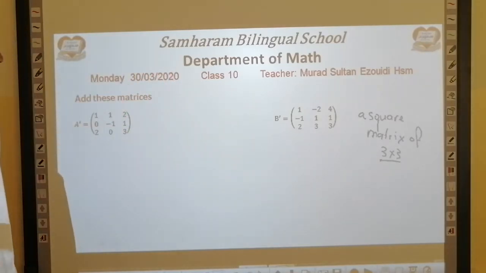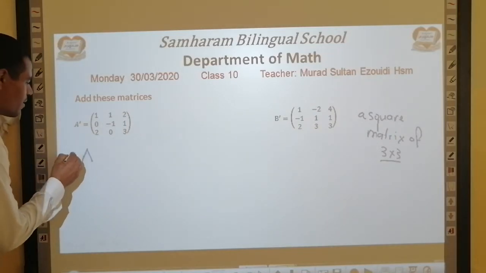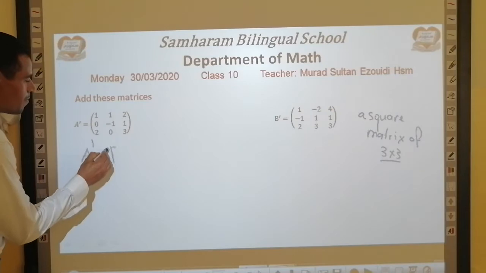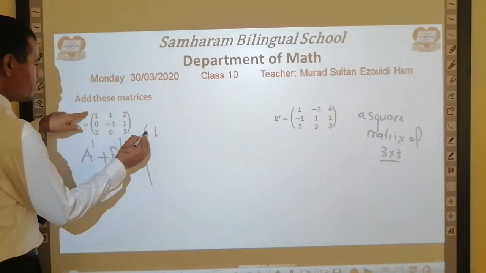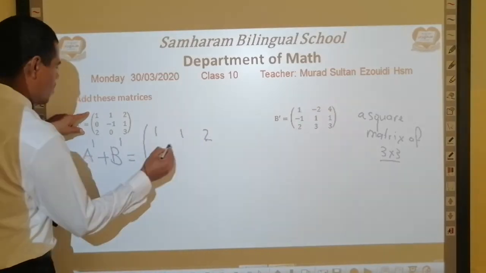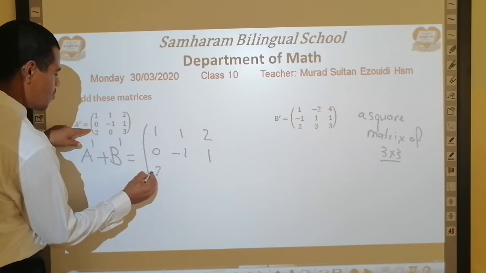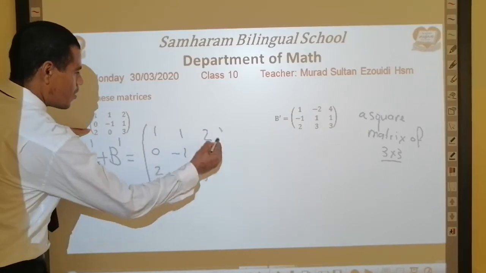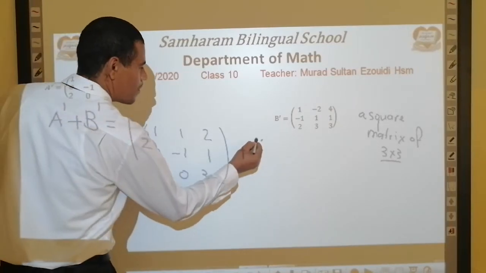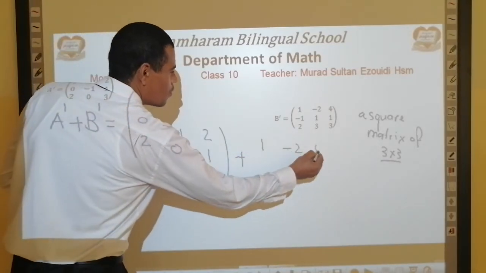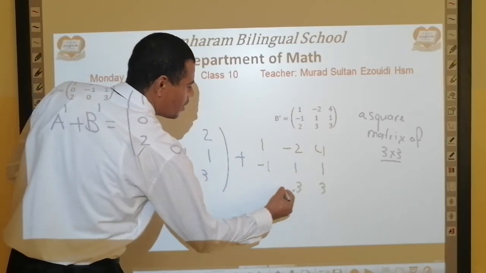Okay, now we just add this one. I will write A prime plus B prime as 1, 2, then 0, minus 1, 1, then 2, 0, 3, plus B prime. B prime is 1, negative 2, 4, negative 1, 1, 1, 3, 3, and 2.